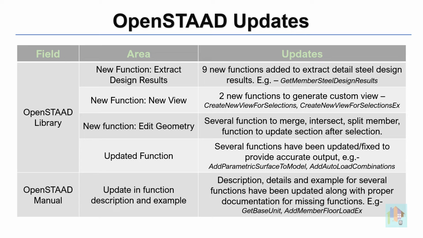Till update 10, it was not possible to extract steel design result using OpenSTAAD, and we could only extract the critical design ratio. In update 11, 9 functions have been included using which we can extract steel design result including ratio, critical section and clause, force, and many more.